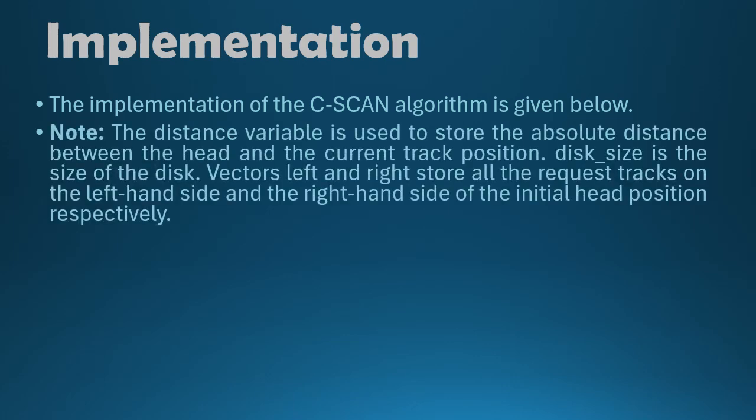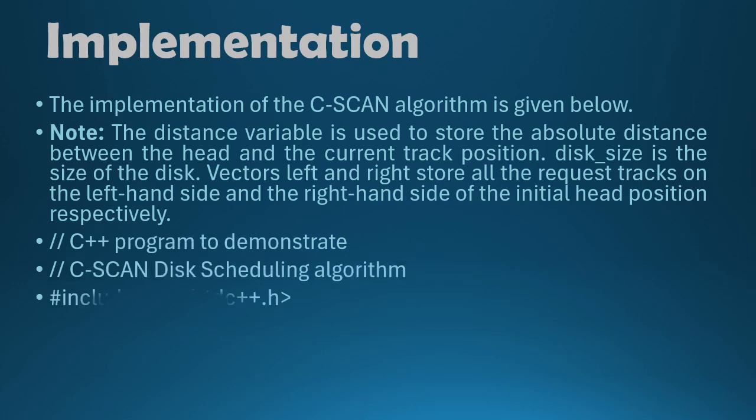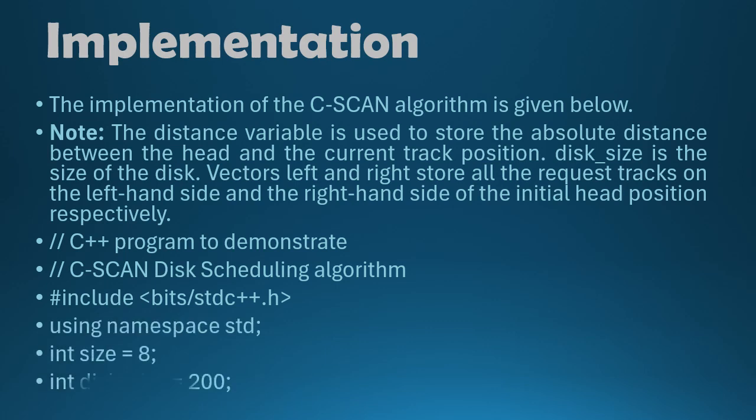The distance variable is used to store the absolute distance between the head and the current track position. Disk size is the size of the disk. Vectors left and right store all the request tracks on the left-hand side and the right-hand side of the initial head position respectively. So here we see the code for the algorithm. We first initialize the size and then the disk size.